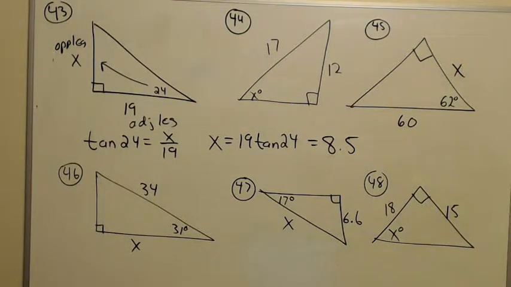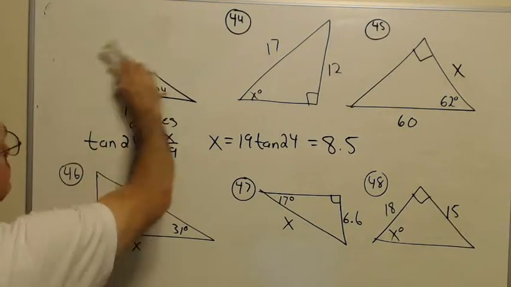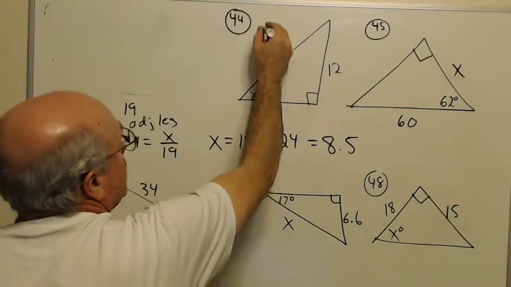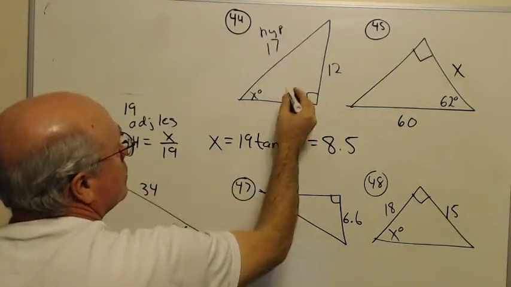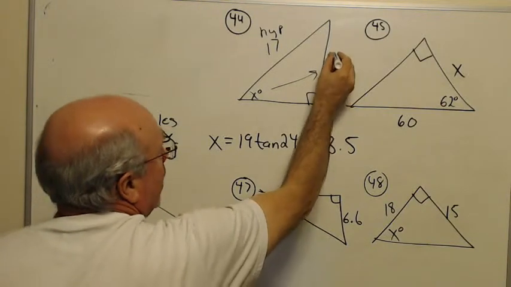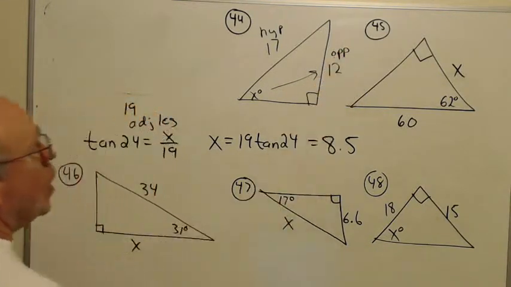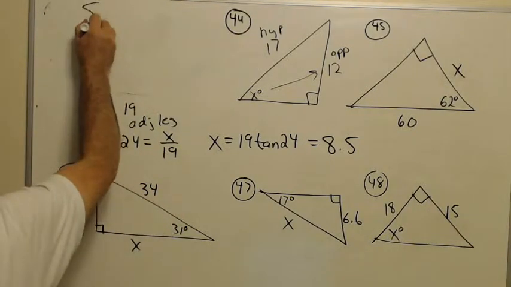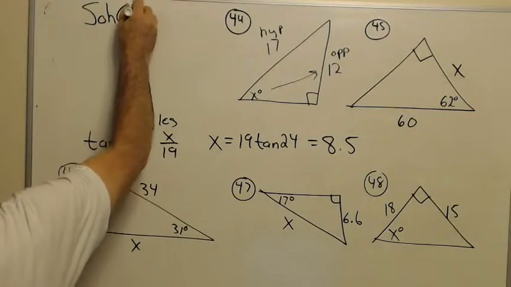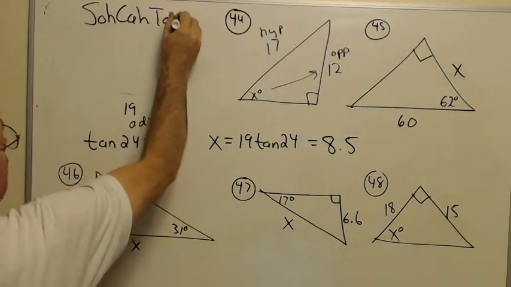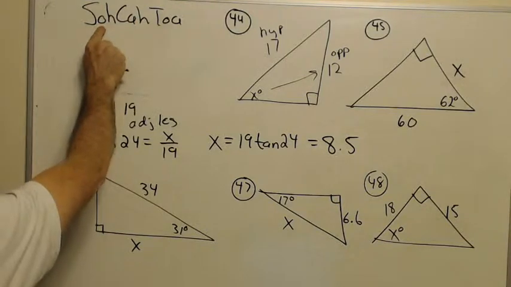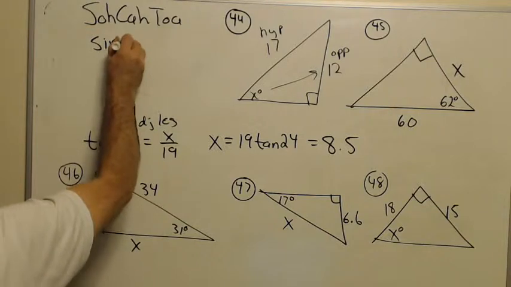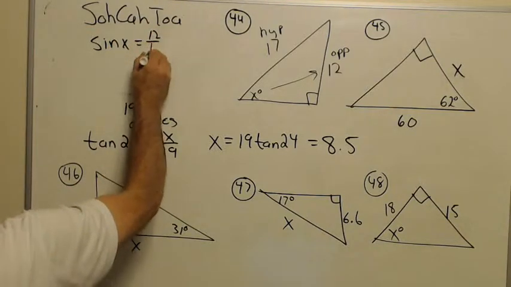Okay, on number 44. We want an angle this time. We have the hypotenuse. The 12 is the opposite leg. Only the sine ratio uses, if I write SOHCAHTOA again up here, SOHCAHTOA, only the sine ratio has opposite and hypotenuse in it. So we'll write that the sine of x is 12 over 17.